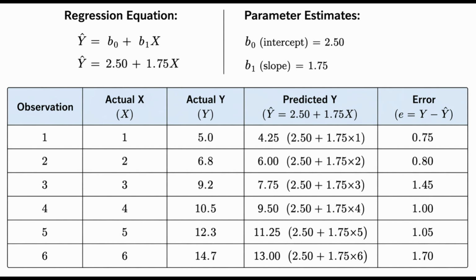Notice that the errors vary across observations. Some are small, some are larger. This is normal. No model predicts perfectly. The goal of regression is to find the line that makes these errors as small as possible overall. So this table gives you a complete picture. Actual values, predicted values, and the gap between them, which is the error our model is trying to minimize.